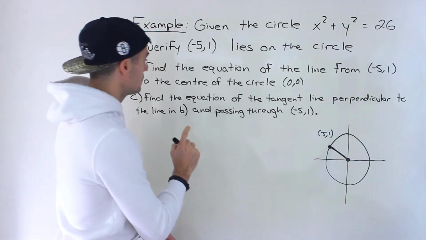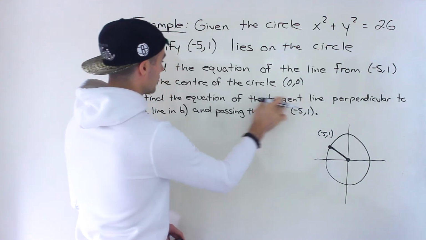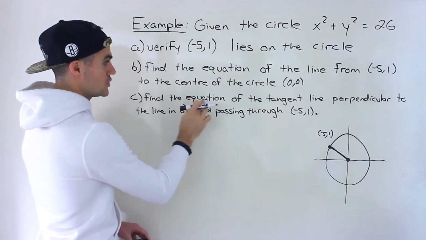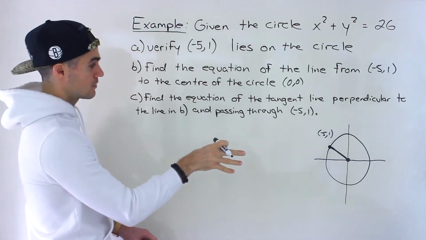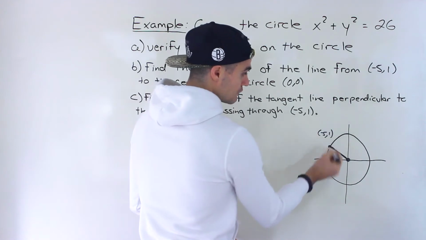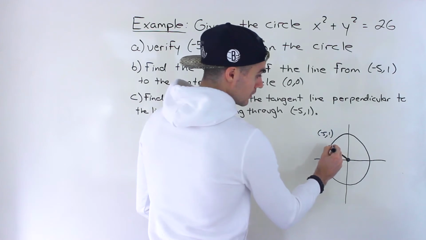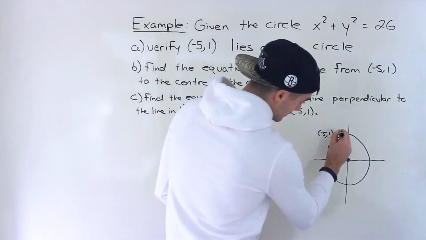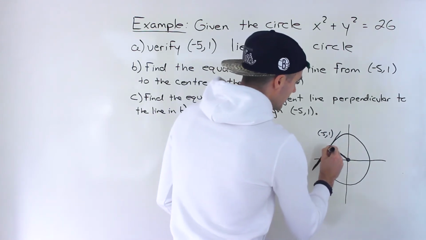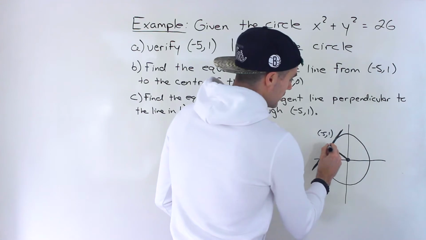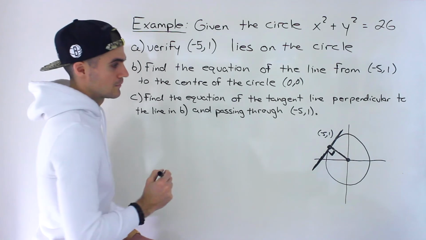Then in part C, we have to find the equation of the tangent line. For now, you could even forget about this word and keep it more general. We have to find the equation of the line that's perpendicular to the line we found in part B and passing through (-5, 1). So it's going to pass through this point and be perpendicular to this line. That line is going to look something like that.